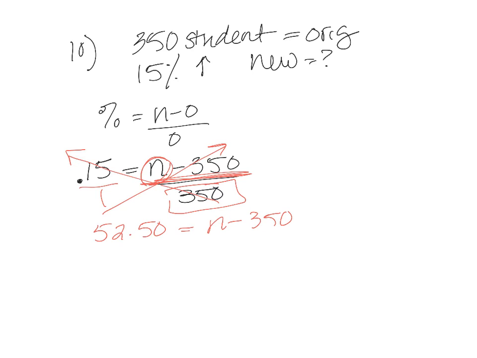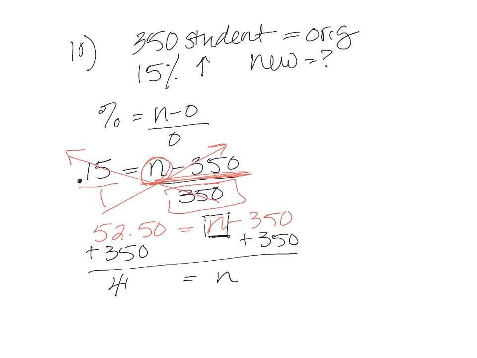And now I can see that I need to get this n all by himself. So I need to move my 350. And when you add these guys together, you end up with 402.5. Well, you can't have half of a student. So we would say that this is 403 students.